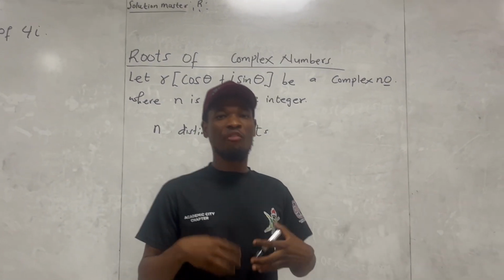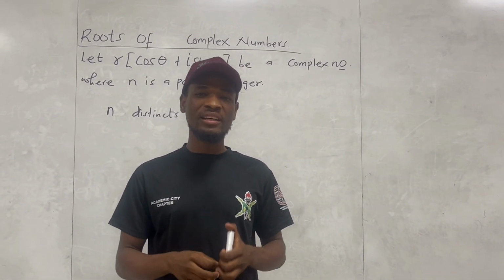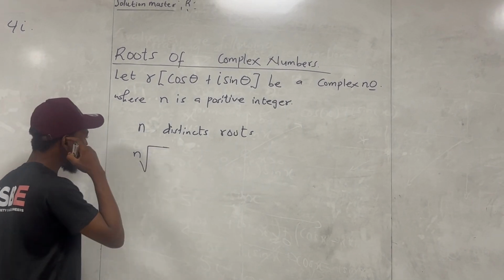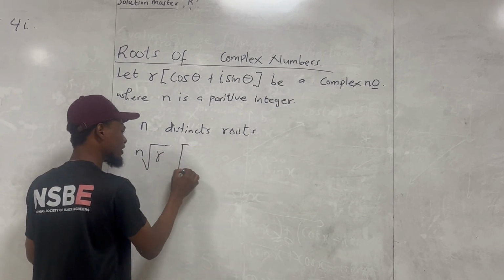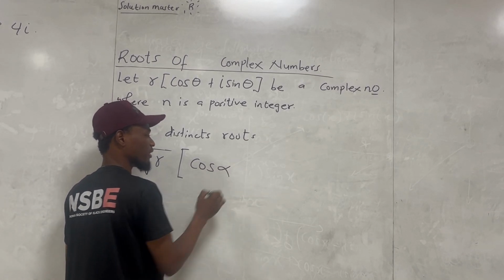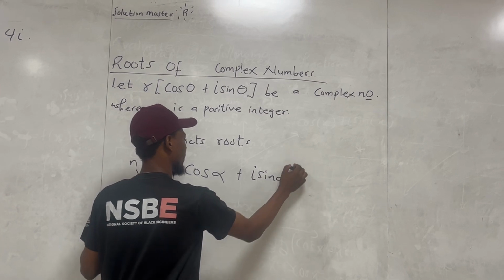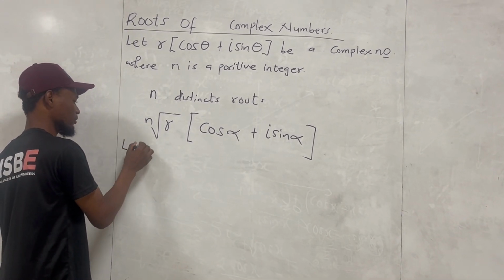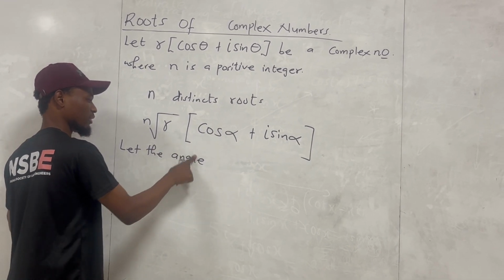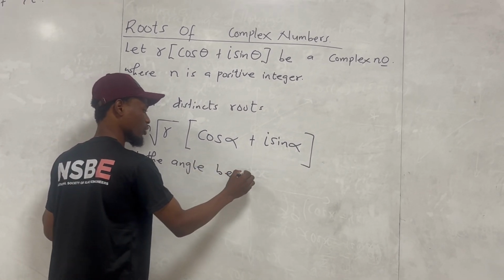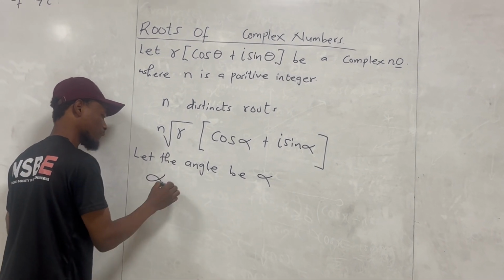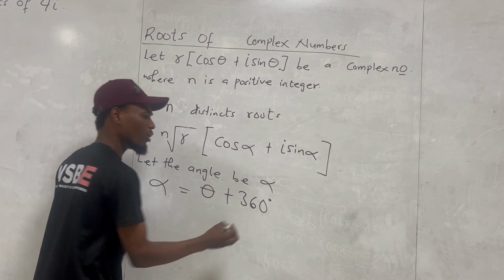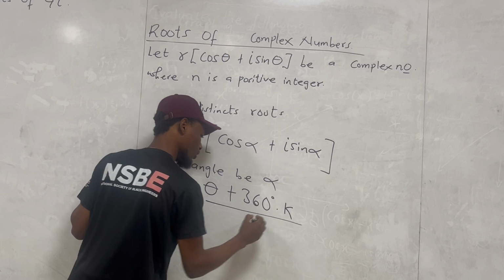And now, the formula for finding the roots of a complex number is given by this. We have the nth root of the modulus, multiplied by cos alpha plus i sin alpha. So what is alpha? Let the angle be our alpha. Alpha is given by theta plus 360 degrees multiplied by k, all over n.